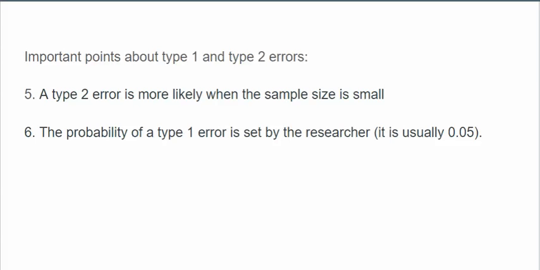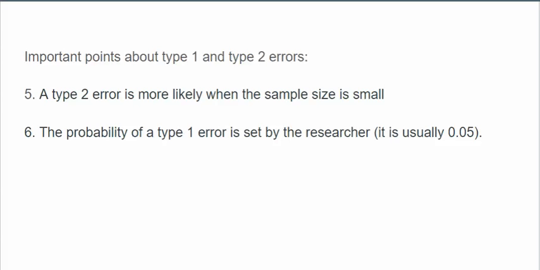But it could be that there are a lot of social media users out there who are actually low in self-esteem, but I simply didn't observe any of them because I only surveyed two people. So like I said, when you have a small sample, you're more likely to miss something that is actually out there. That's why a type 2 error is more likely when the sample size is small.